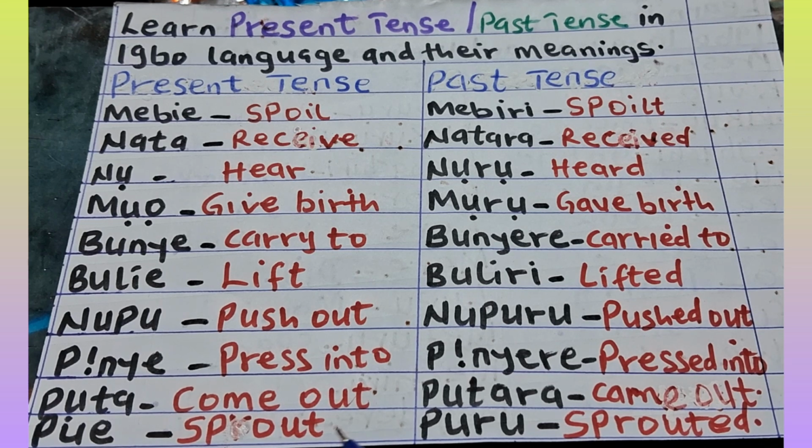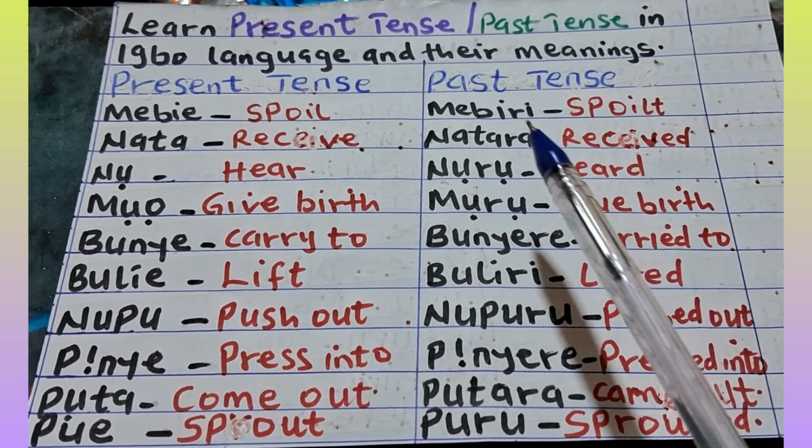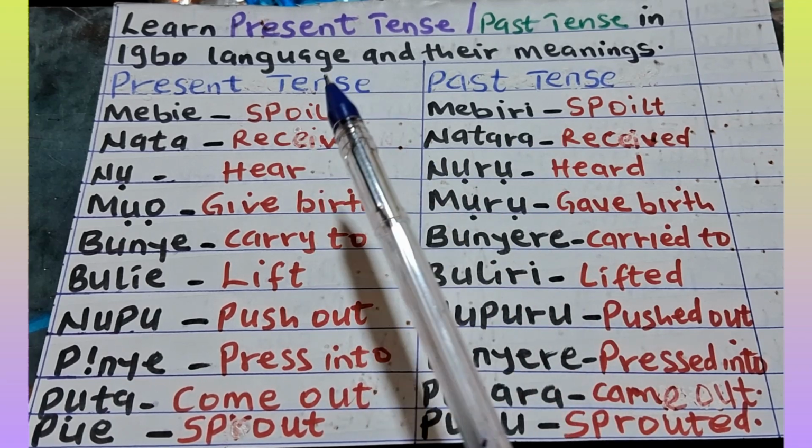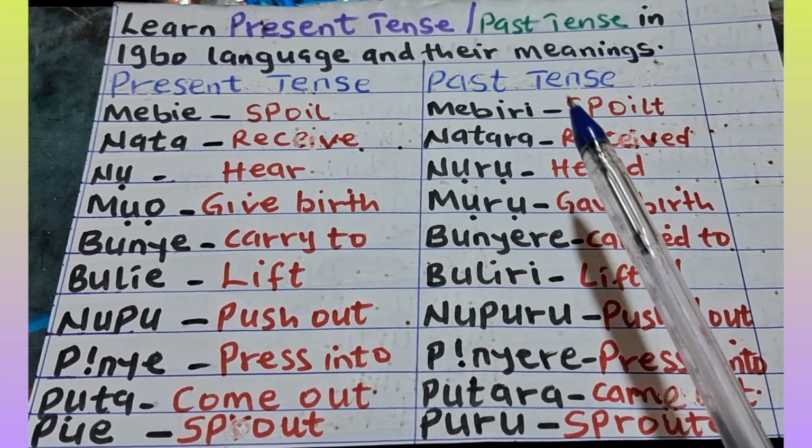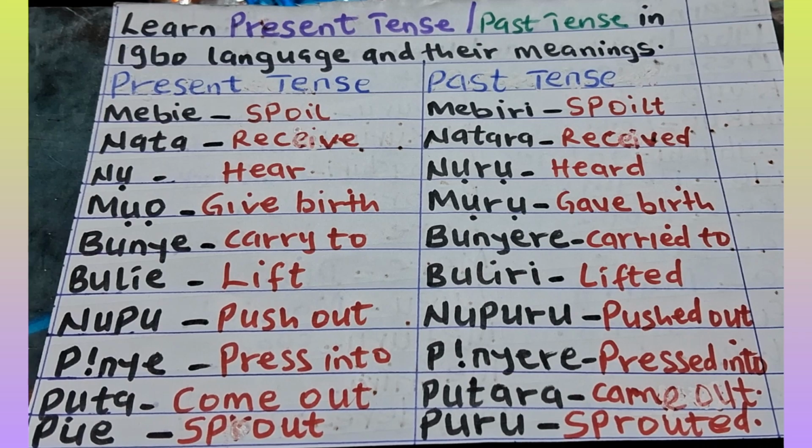Another one is pue, sprout. Pue, sprout. Past tense of pue is puru, sprouted. Maybe you planted a crop, then the seed sprouts out. So all these are examples of words in present tense and the past tense in Igbo language and their meanings.